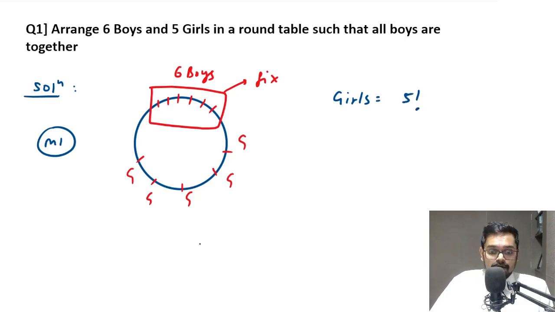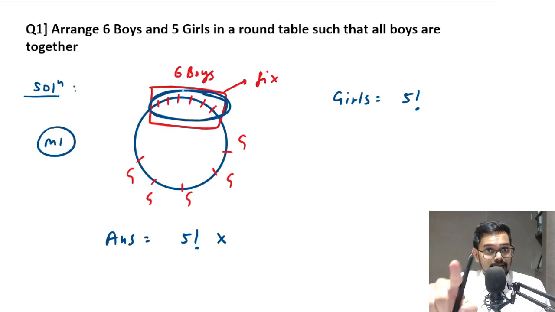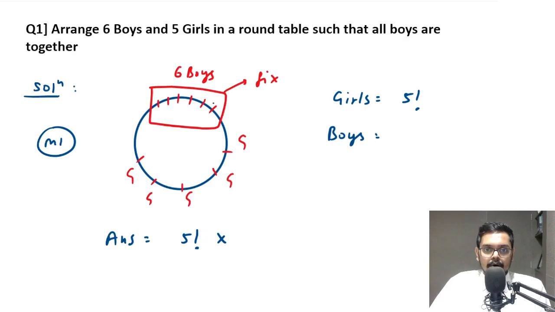But that is not the final answer. The final answer is 5 girls and 6 boys inside this box can also be seated as per linear arrangement. As per linear arrangement, these 6 boys inside this box can be seated in 6 factorial ways. So multiply that and you will get the final answer. Isn't it easy? Circular arrangement turned into linear arrangement just by one trick, giving the circle a start.